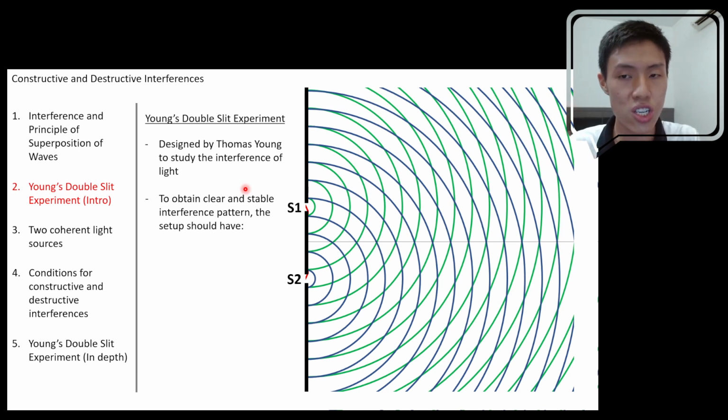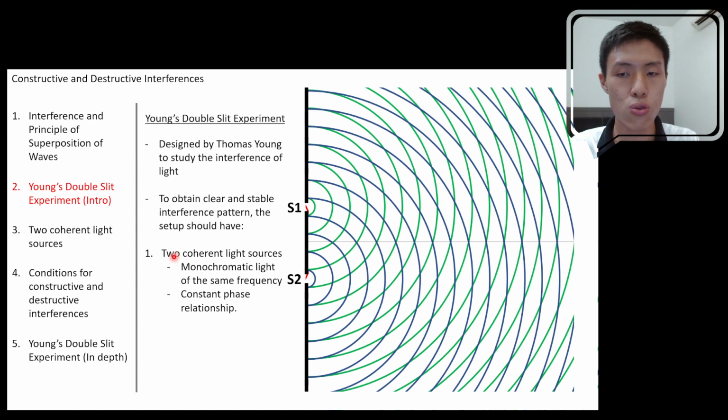Now let's discuss the requirements you need to achieve in order to have a clear and stable interference pattern. To obtain a clear and stable interference pattern, the setup should achieve two main requirements. The first and most important requirement is that your two light sources, the light coming out from source 1 and the light coming out from source 2, have to be coherent. What do we mean by coherent? In English you can say a coherent sentence that makes sense, or a coherent essay, a very well structured essay, something like that.